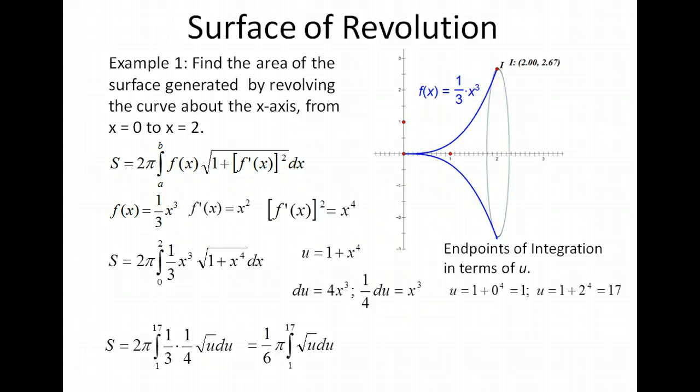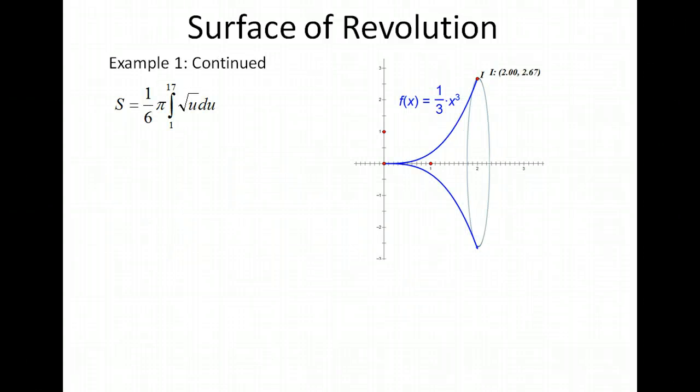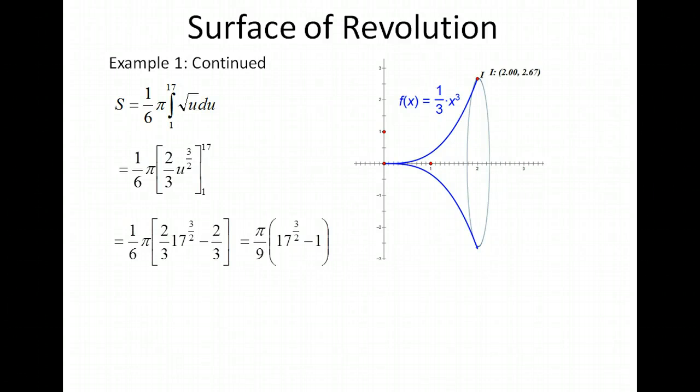Okay, so now we need to integrate in terms of u. So we have u to the 1/2, and adding 1 to our exponent, we get 3/2. Dividing by 3/2 is the same as multiplying by 2/3. So now we need to plug in our endpoints of integration. We plug in the 17, and when we plug in the 1, of course 1 to any power is 1, so we're just left with 2/3. Then I went ahead and factored out the 2/3. So I have pi over 9 times 17 to the 3/2 minus 1.